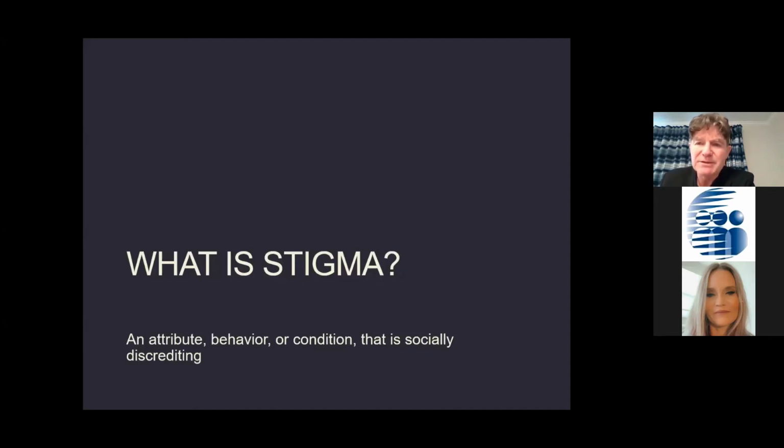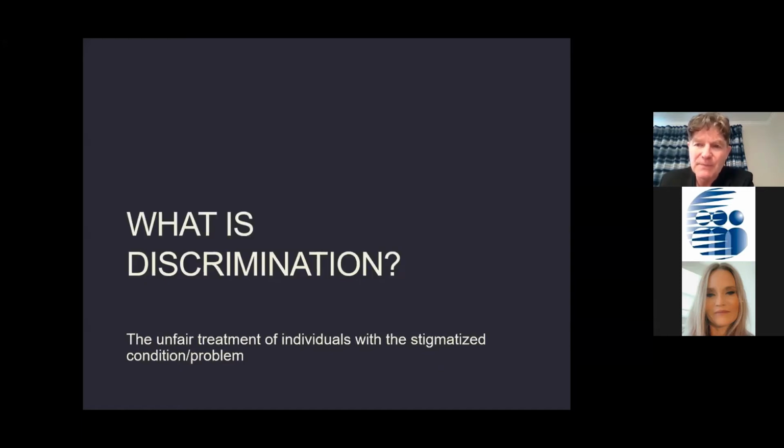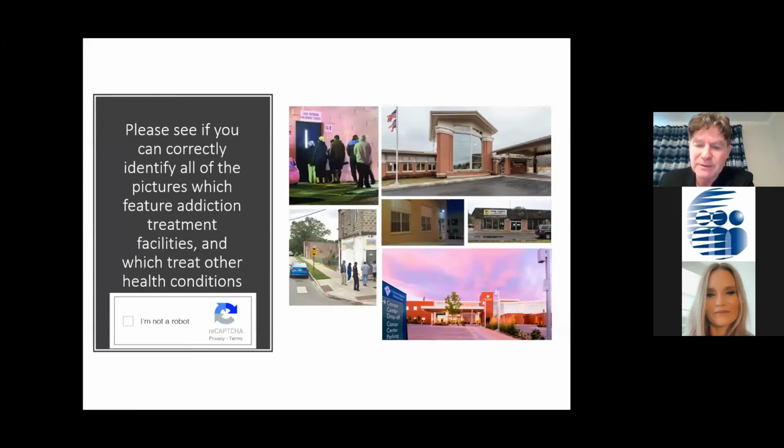So what is stigma? Stigma can be defined as an attribute, behavior, or condition that is socially discrediting. And what is discrimination? Discrimination is the unfair treatment of individuals with that stigmatized condition. Of course, we see this time and again that people who have stigmatized conditions are discriminated against, and we see this as well in substance use disorder and its treatment.